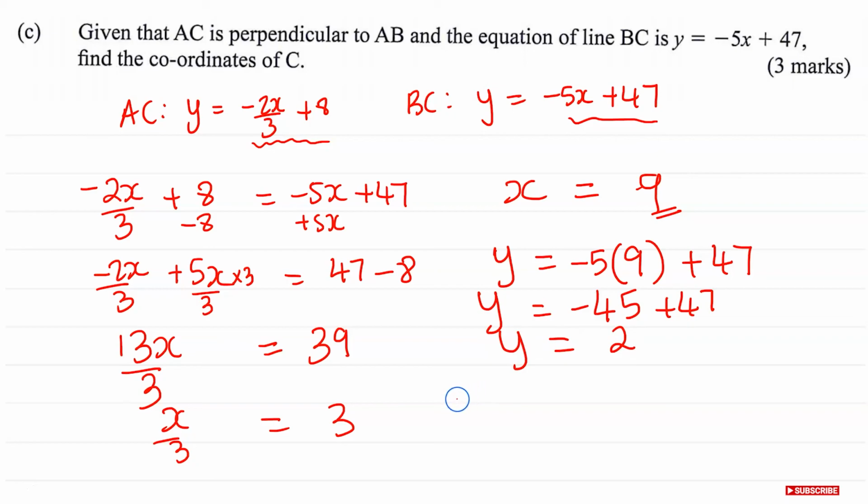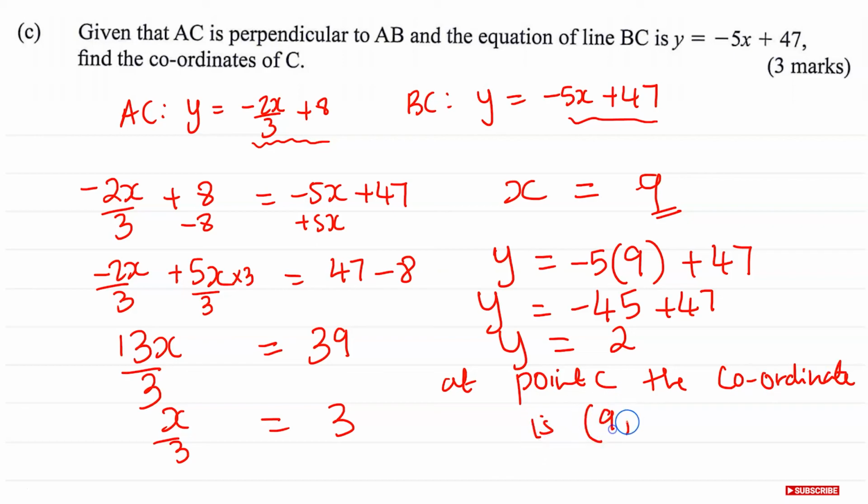So my coordinate at point C, we know x is 9 and y is 2. And this is the end of this question, guys.